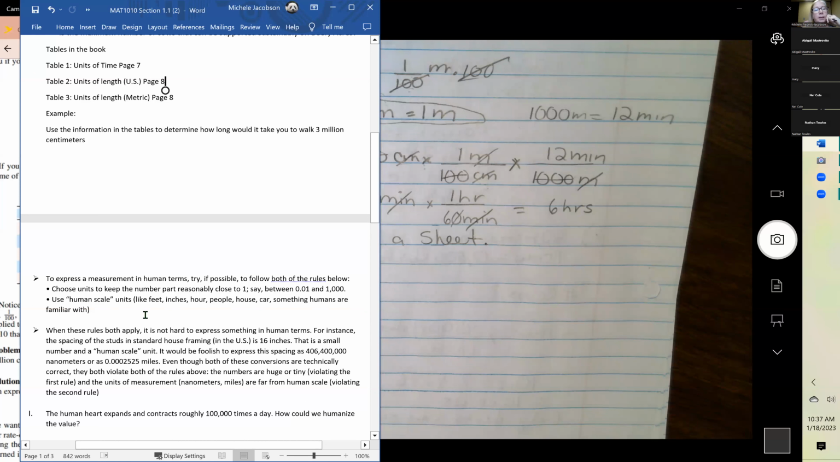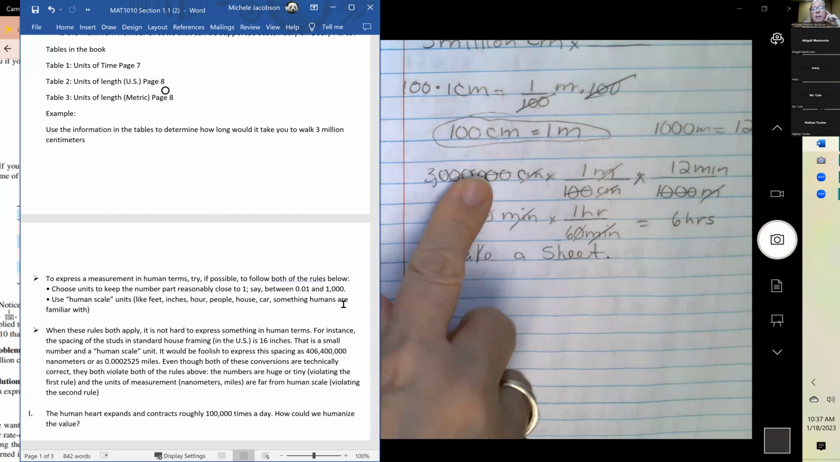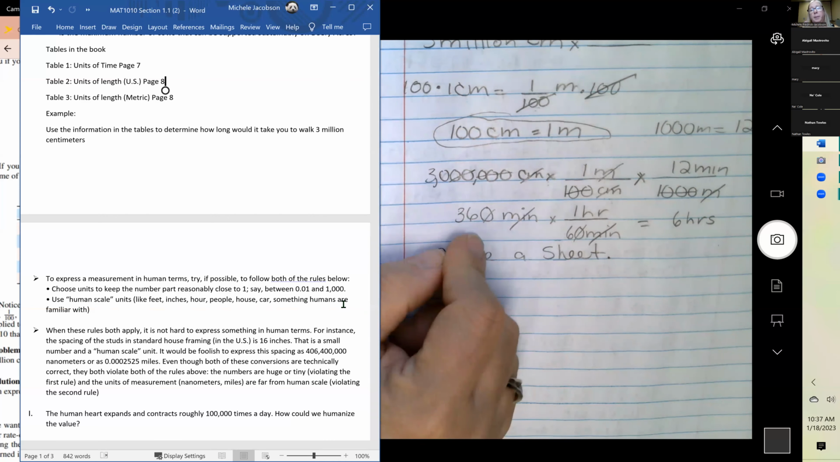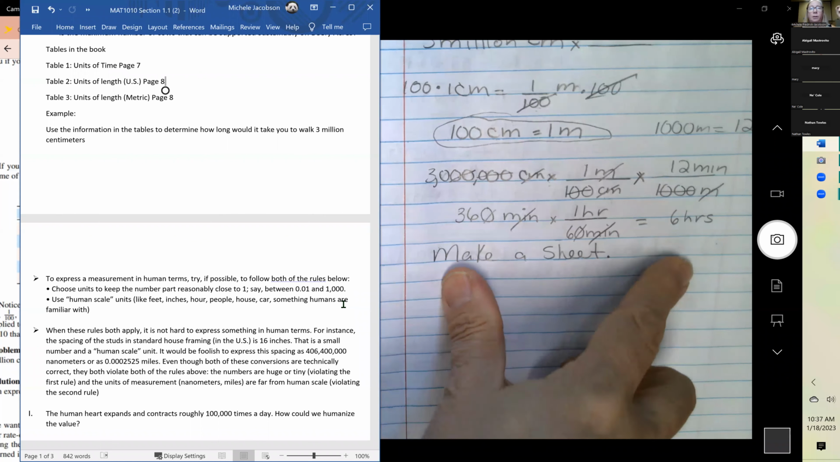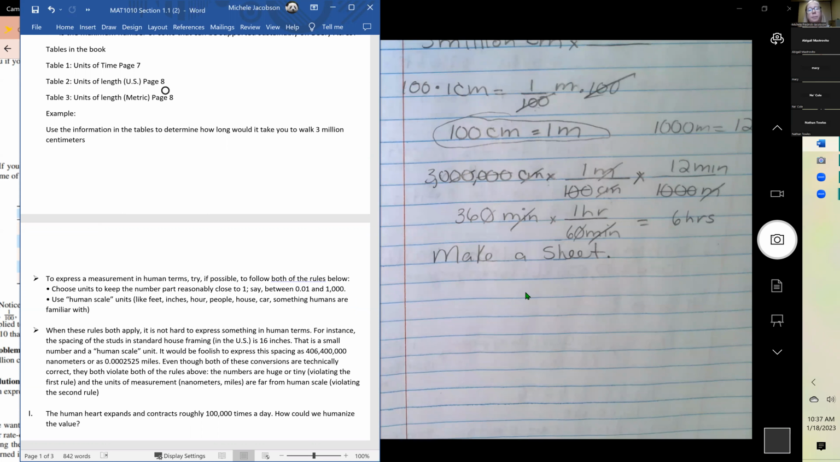So when you are doing that, you're trying to find something that is close to 1 or between 0.01 and 1,000. Like this one was 3 million. We got it to 360, which isn't bad, but 6 hours is a lot easier to visualize than 360 minutes. So if you can get it closer to something that's easier to see, then that's a good idea. If I just said, get this into time, it would be up to you if you did minutes, hours. I don't think you'd do days because it would be part of a day.